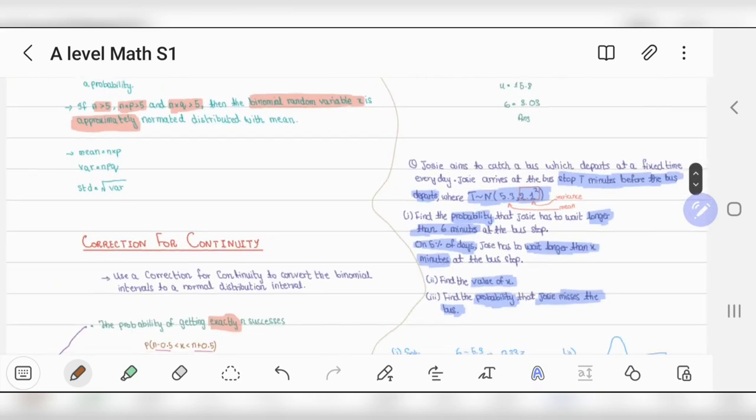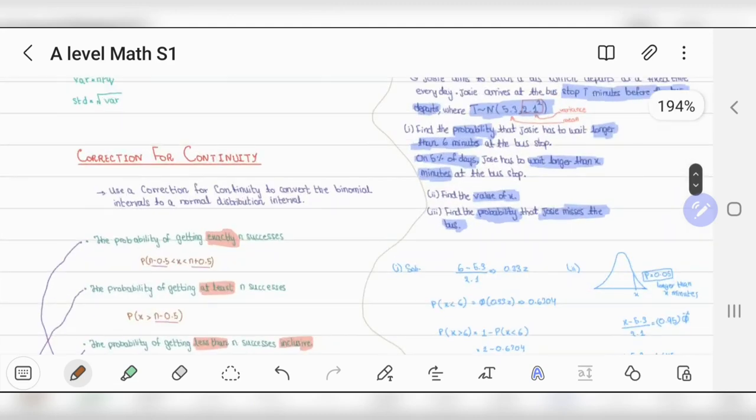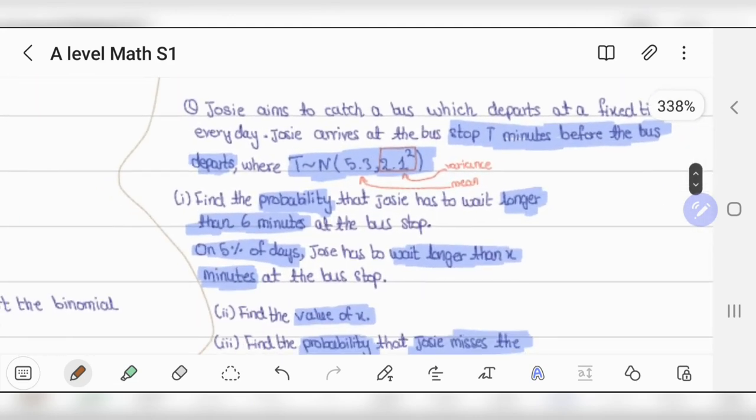Then we have another question. The question is, Josie aimed to catch a bus which departs at a fixed time every day. Josie arrived at the bus stop T minutes before the bus departs, where T has a normal distribution with mean 5.3, and this is the variance. Okay, if you square root this, you will find the standard deviation of 2.1. Find the probability that Josie has to wait longer than 6 minutes at the bus stop.